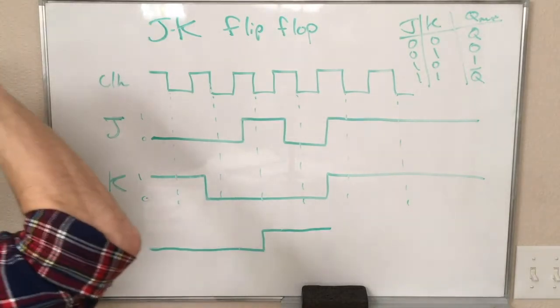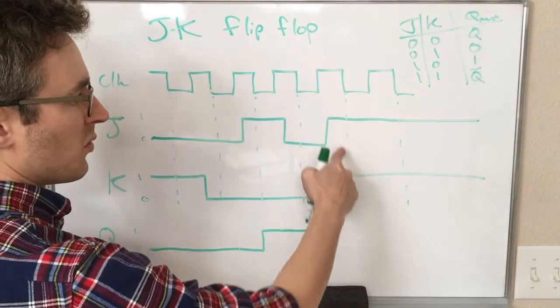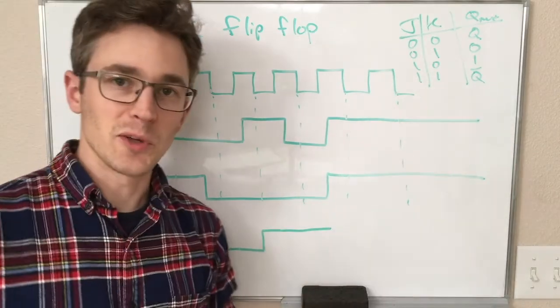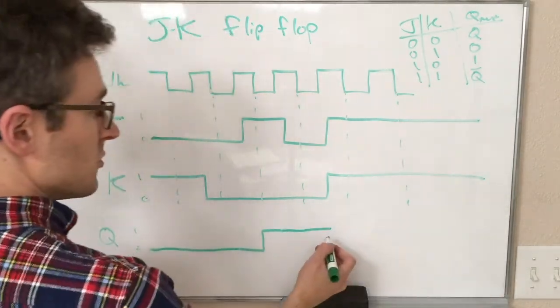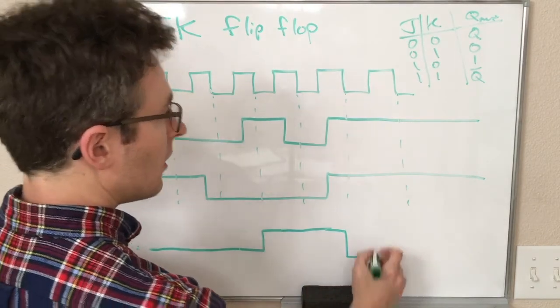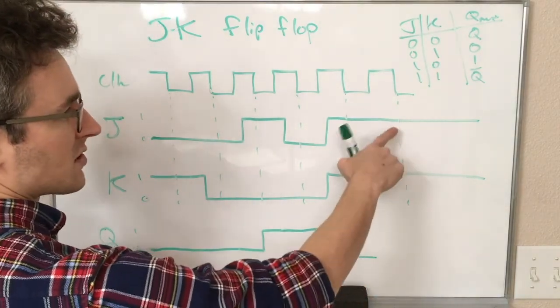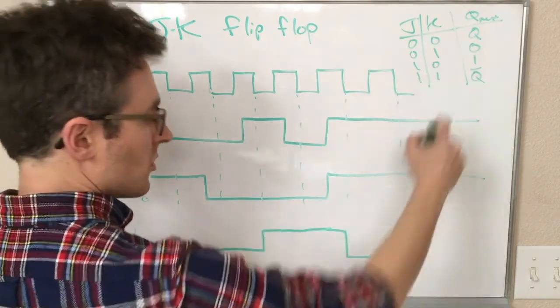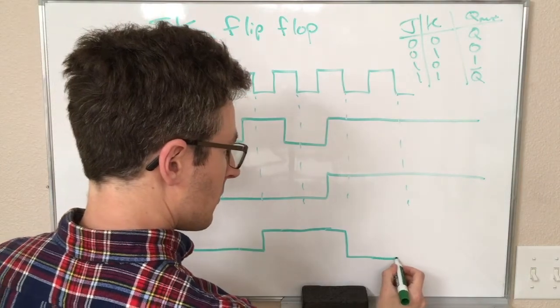All right, next, for this one, we have both J and K on. So that means our flip-flop is going to toggle. So it is going to switch from on to off. And lastly, for the final pulse, both J and K are still on. So it is going to toggle again.